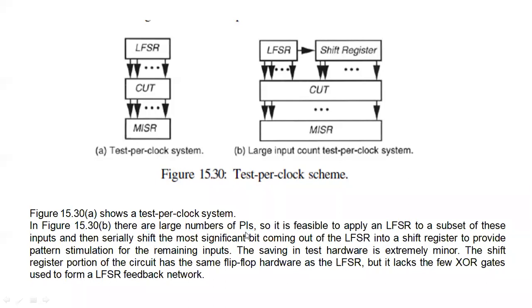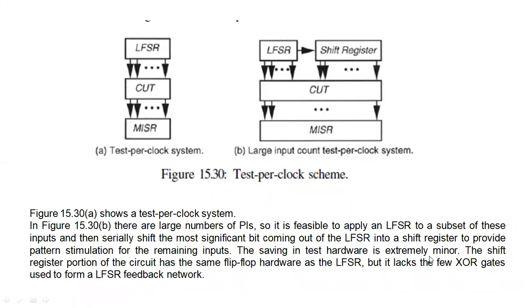There are a large number of primary inputs, so it is feasible to apply the LFSR to a subset of these inputs, and then serially shift the most significant bit coming out of the LFSR into a shift register to provide a pattern simulation for the remaining inputs. So you have n number of inputs here. Why? Because the content of the LFSR is sent to the shift register, so you have n inputs sent to the circuit under test. From the circuit under test, the outputs are sent to a MISR, to perform an XOR operation and give the required shift operations. All of that is represented here.